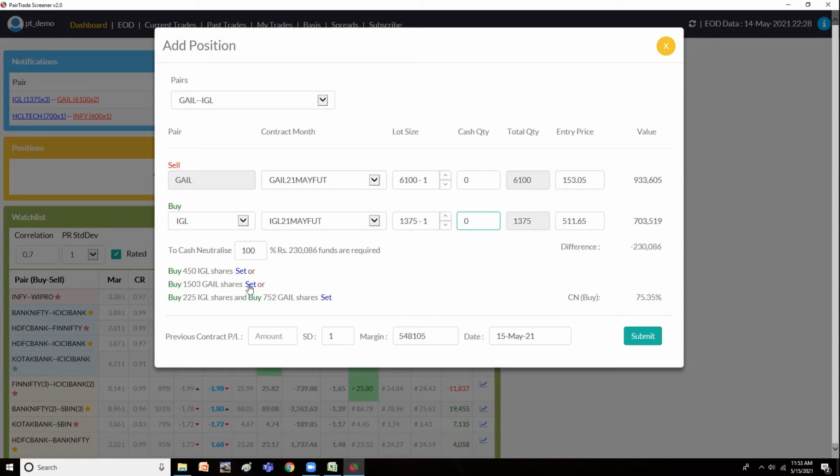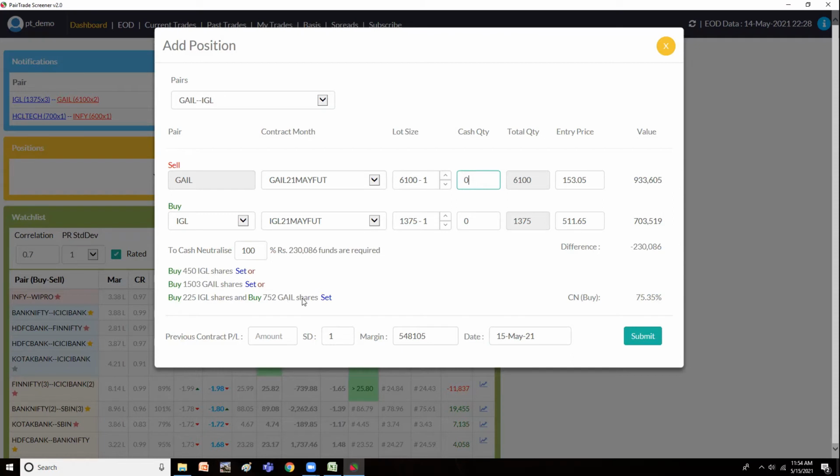Now I could do the other way. I could buy the GAIL. So instead of 9 lakhs, both will become 7 lakhs. Earlier the future lot is 6,100. We have bought 1,500. So the net effect would be 4,597.